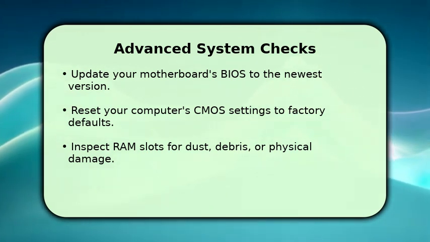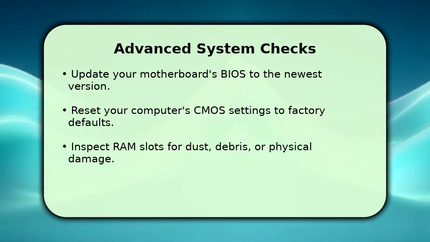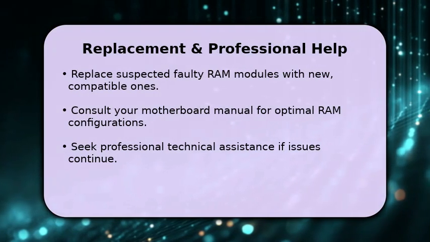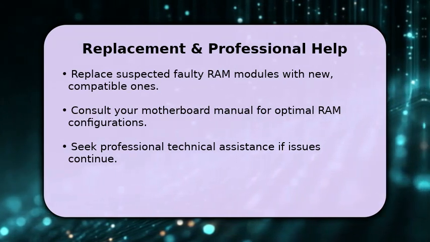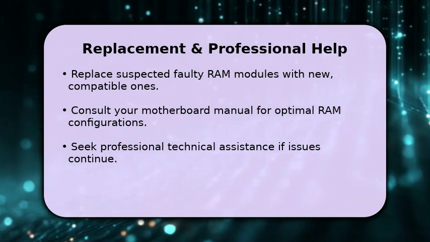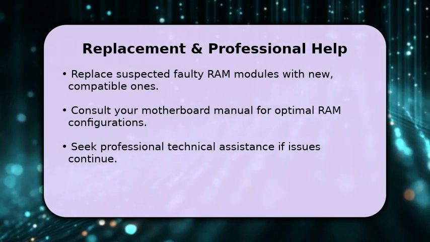Lastly, carefully inspect your RAM slots for any dust, debris, or bent pins that could be preventing proper contact with the modules. If all troubleshooting steps fail, it might be time to consider replacing the suspected faulty RAM modules with new, compatible ones. Always refer to your motherboard manual for specific RAM configurations and supported speeds.